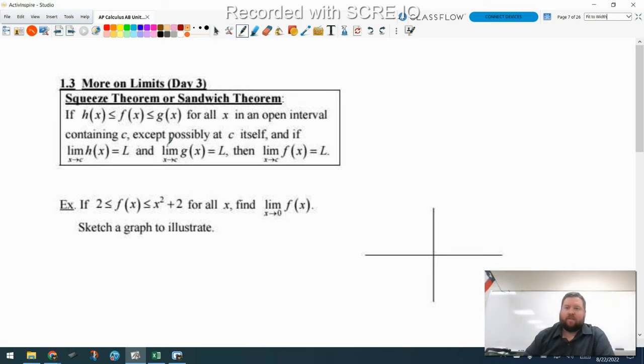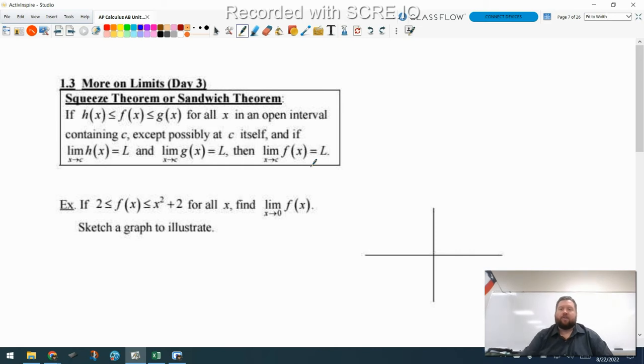And it's pretty easy because it's going to be set up the way that it needs to be set up for you to use the squeeze theorem. So you should automatically recognize it because you're going to have basically this statement right here. If h of x is less than or equal to f of x is less than or equal to g of x for all of x in an open interval containing c, except for possibly at c itself, and if the limit of h of x is equal to L and the limit of g of x is equal to L, then by the squeeze theorem, the limit of f of x has to equal L.